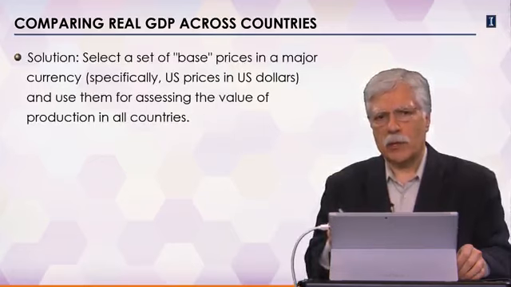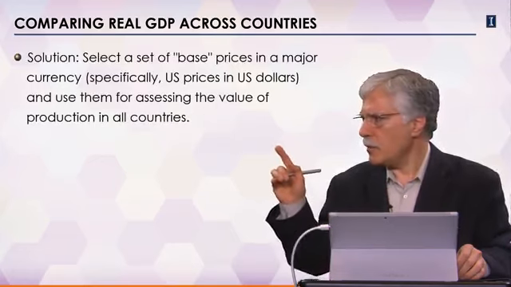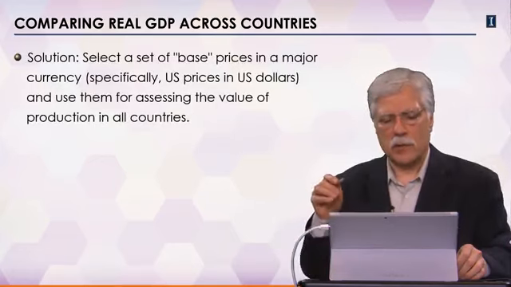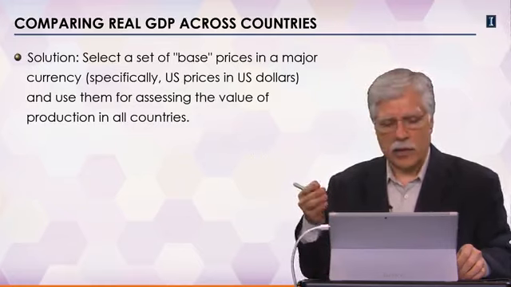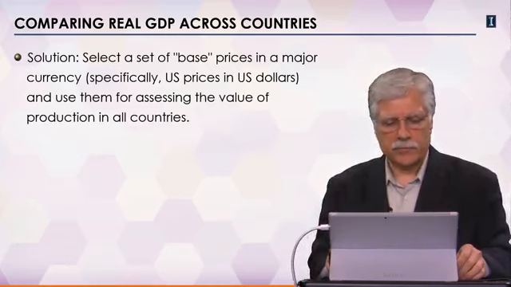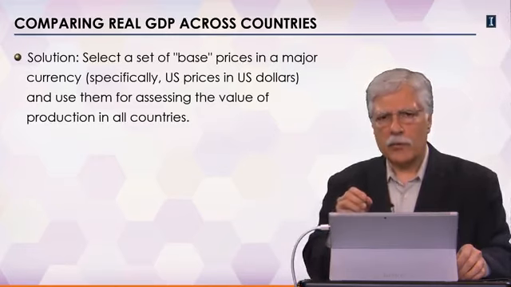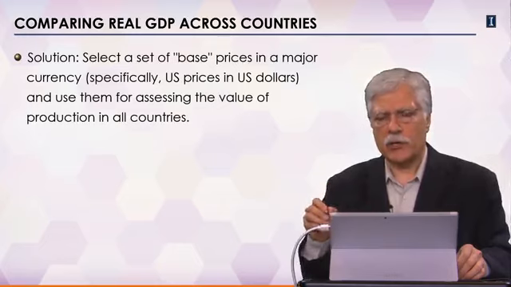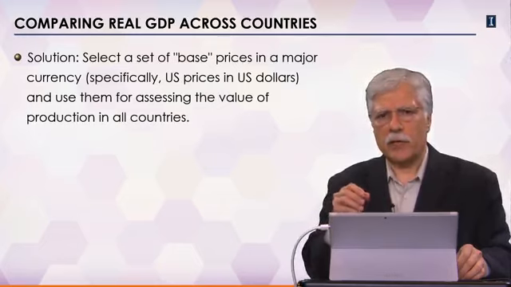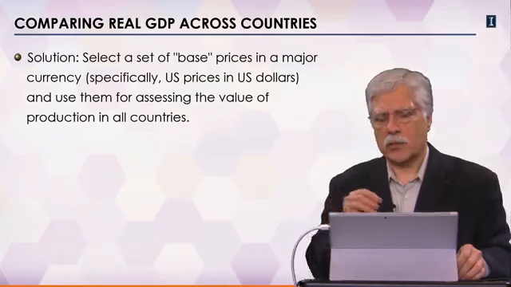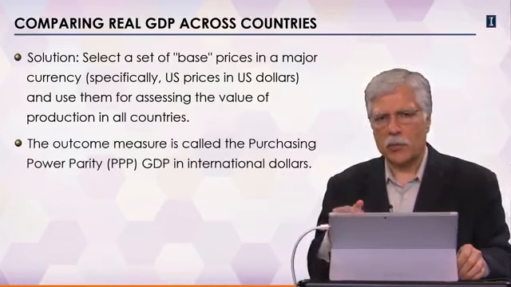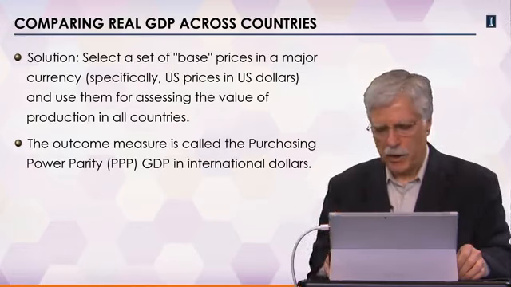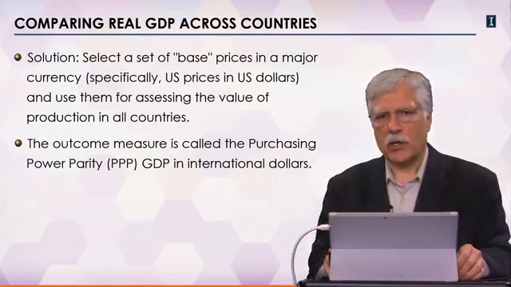So what do we need to do in order to solve this problem? The solution that economists commonly use is to use a set of base prices in a major currency. It's usually US dollar, and US prices are used. And then we try to figure out what the GDP of each country would be if everybody paid the same prices across countries. This measure is called purchasing power parity, or PPP GDP measure, and it's measured in international dollars.